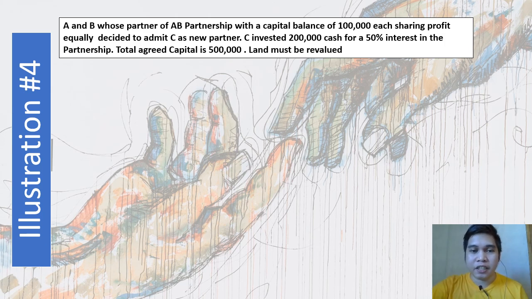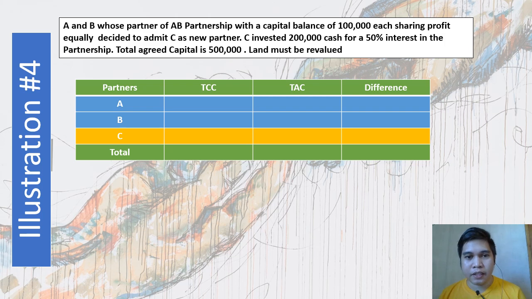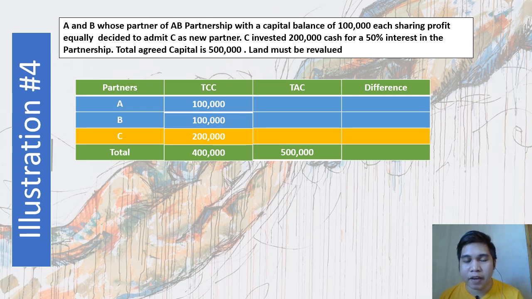So, let's make an initial table to make sure kung magkakaroon ba ng revaluation or kaya naman magkakaroon ng bonus. So, ganun lang ulit. So, TCC, ilatag lang natin ulit. 100,000 kay A, 100,000 kay B, 200,000 kay C, total 400,000. So, next, we have to get the total agreed capital. Sa case natin, given 500,000 pesos. Since 500,000 pesos ang ating agreed capital, TCC is 400,000. So, meron tayong difference na 100,000 pesos. The difference is considered as revaluation. Upward ulit kasi nga mas mataas si TAC over sa TCC.